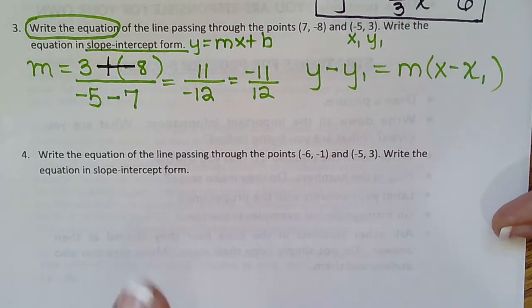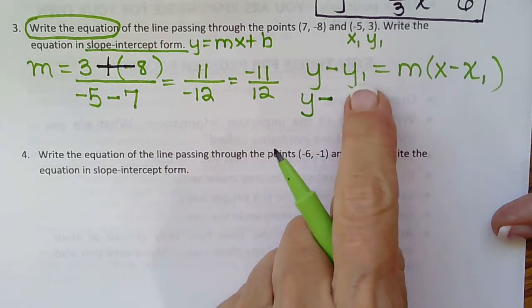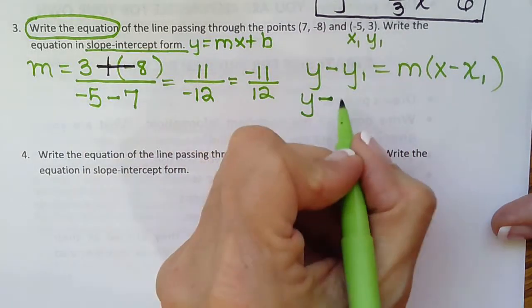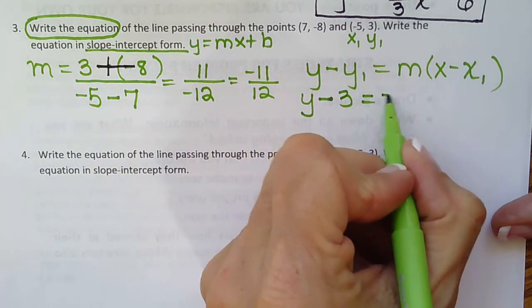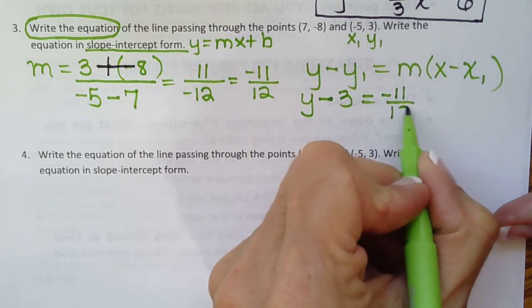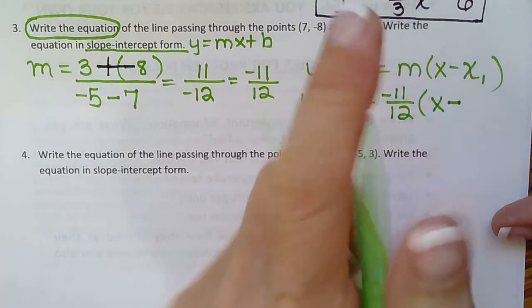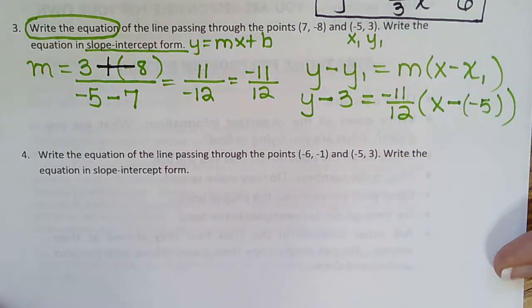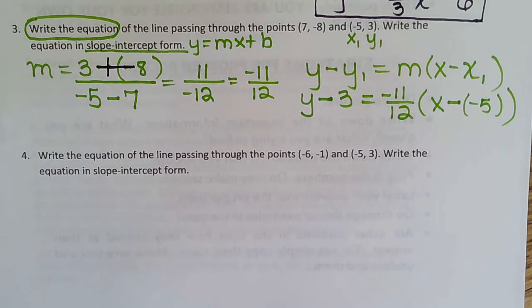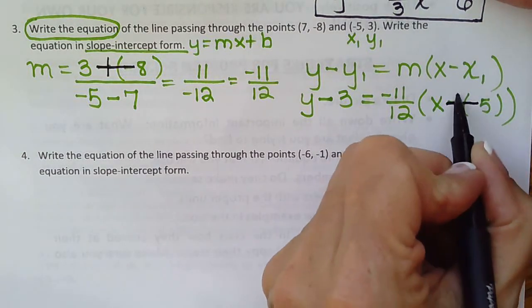So it's time to plug and chug. So y minus, what's y sub 1? 3. What's m? Negative 11/12. X minus, what's x sub 1? Negative 5. Ooh, there's that double negative again. Okay, so we immediately make double negatives positive.